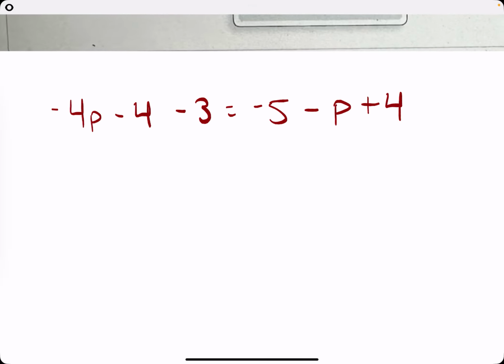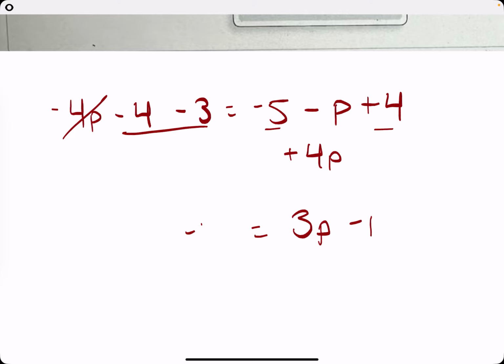Let's see what we can do here. Let's add 4p to both sides, mainly to get rid of that and to give us a nice -1 plus 4, so 3p over here. We can do -5 plus 4 and get -1. We can do -4 minus 3, get -7.